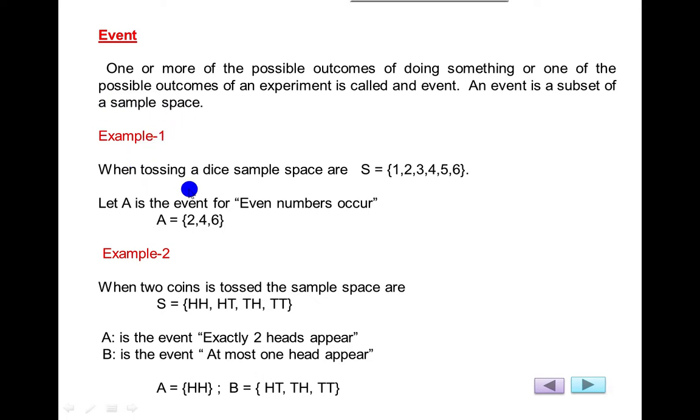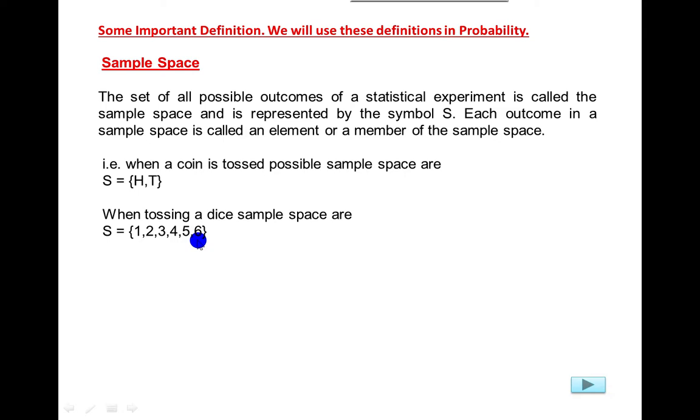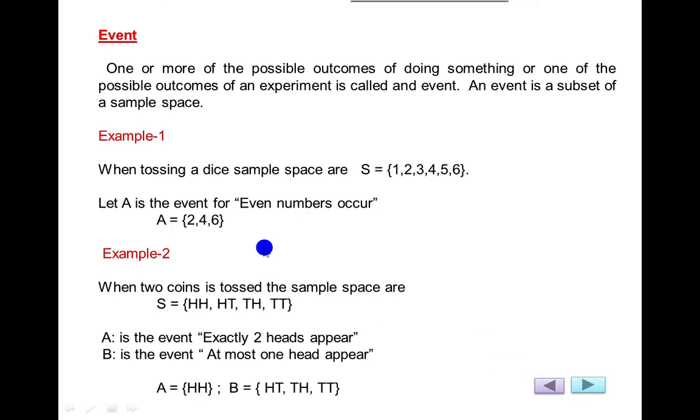The first example is when tossing a dice. The sample space is 1, 2, 3, 4, 5, 6. Suppose A is the event. For events we use the capital letters A, B, C, D, E, F and so on. Instead of a long sentence or long condition, we use the letter. Let A be the event that an even number occurs, if you throw a dice once.